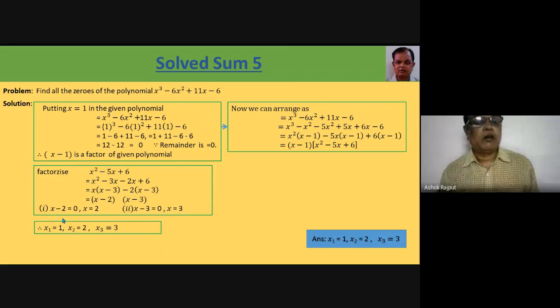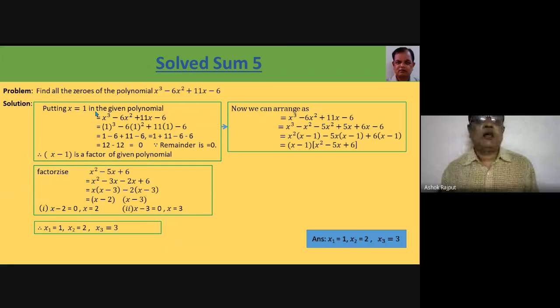First we have found it already, because x equal to 1. So all three zeros are x1 equal to 1, x2 equal to 2, and x3 equal to 3. Now the answer is x1 equal to 1, x2 equal to 2, and x3 equal to 3. It is a very simple method, but there is need to practice it. Now we are going to solve the next sum.